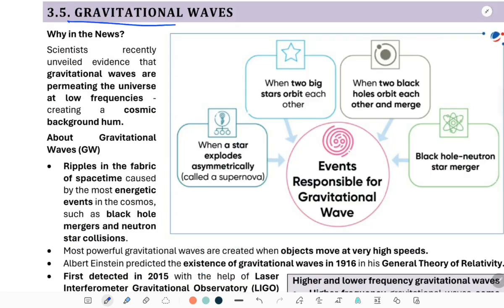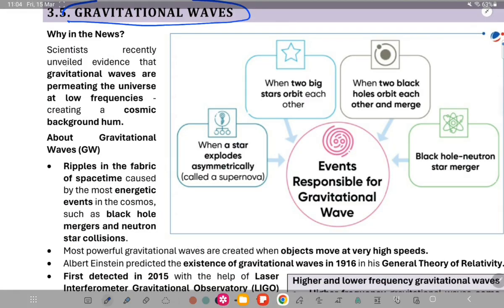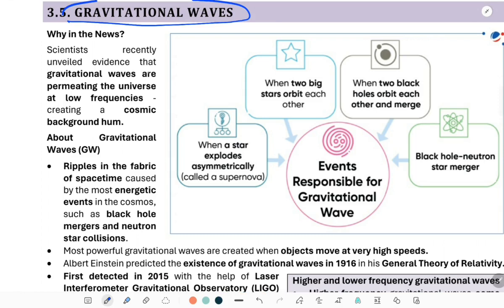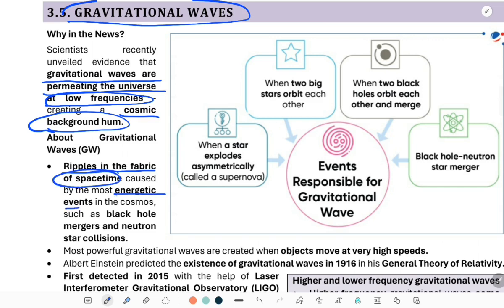Next, we'll see about gravitational waves. Recently, scientists unveiled evidence that gravitational waves are permeating the universe at low frequencies, creating a cosmic background. These gravitational waves are ripples in the fabric of space-time caused by the most energetic events in the cosmos, such as black hole mergers and neutron star collisions.